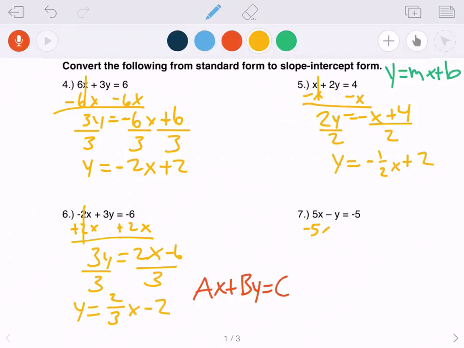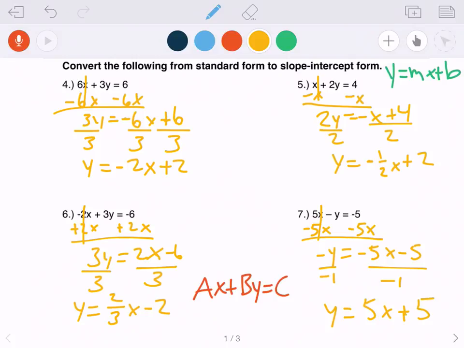Last one, I'm left with negative y equals negative 5x minus 5. I don't want negative y, so I'm going to divide both sides by negative 1, and I'm left with y equals 5x plus 5. So that was 4 problems on converting from standard form to slope-intercept form. Again, you're basically just solving for y. You need to get rid of the 6x and then divide by whatever coefficient is in front of the y.